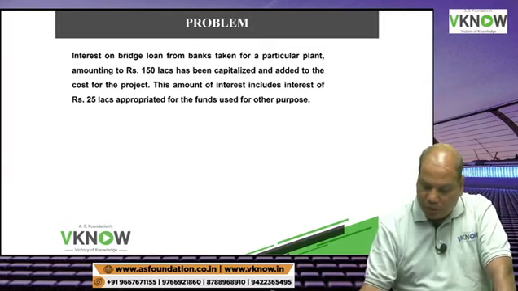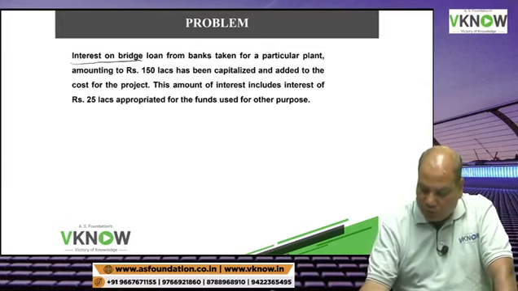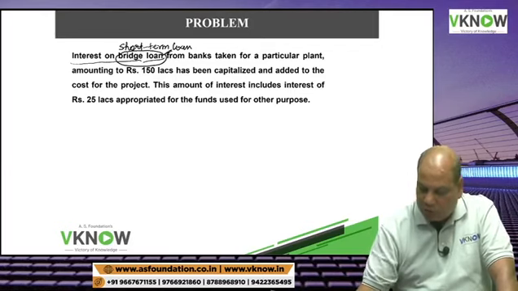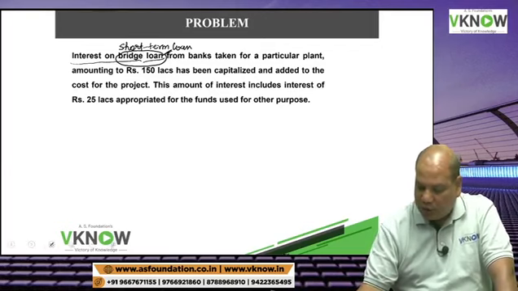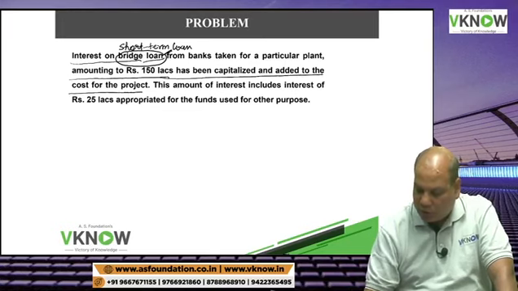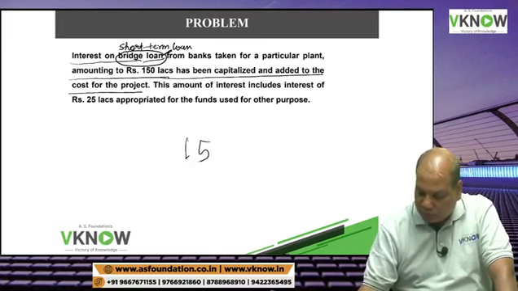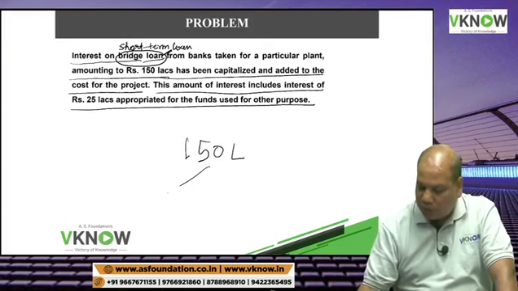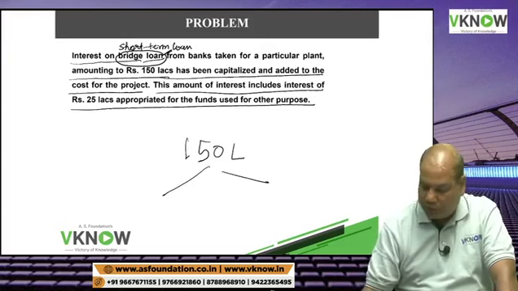Next is interest on bridge loan. Bridge loan means short term loan. Bridge loan is a technical word used in banking to denote a very short term loan from banks taken for a particular plant amounting to 150 lakh, which has been capitalized and added to the cost of the project. So total interest is 150 lakh. This interest includes 25 lakh appropriated for funds used for other purpose.